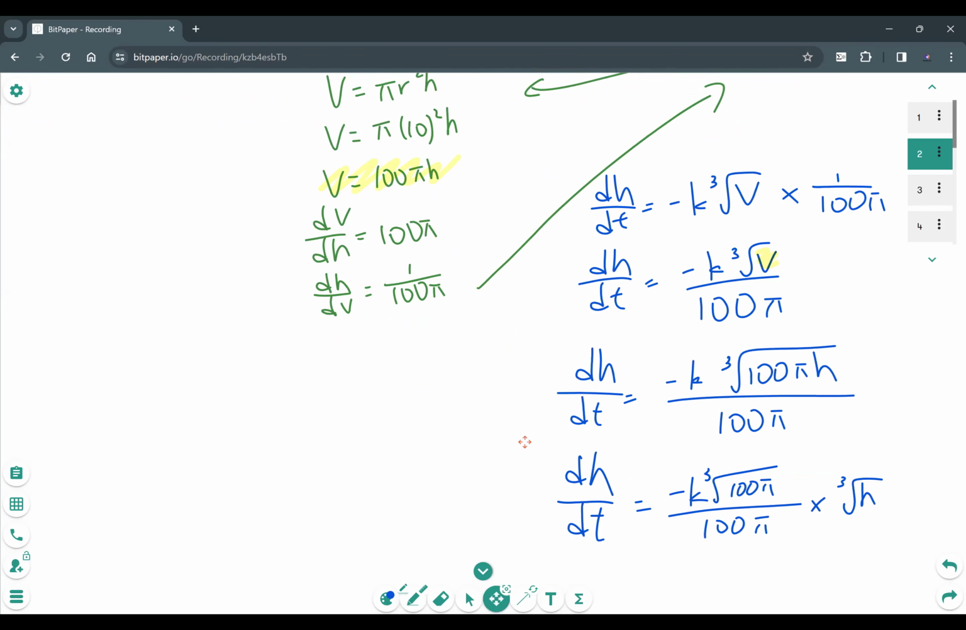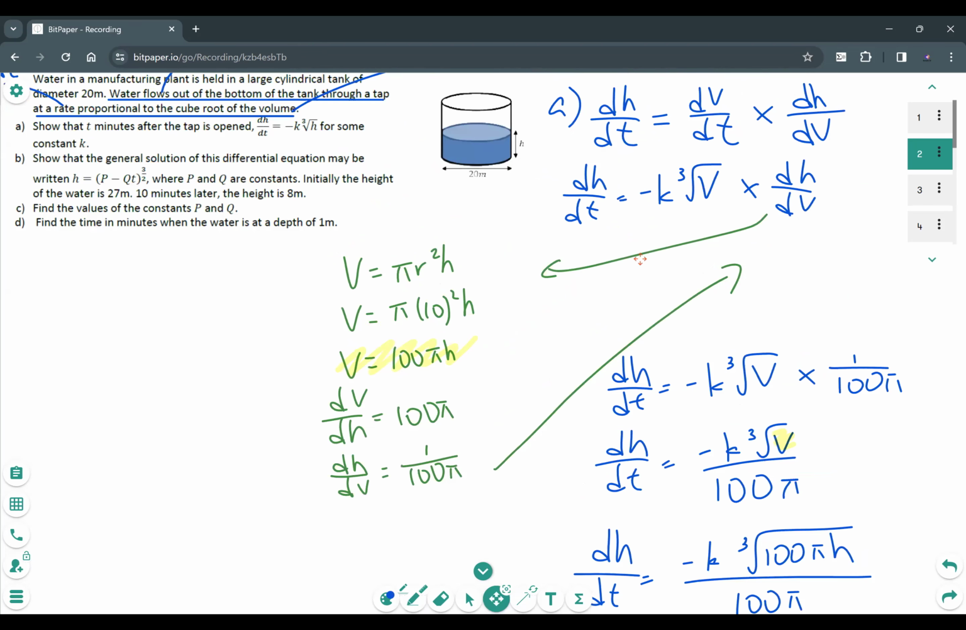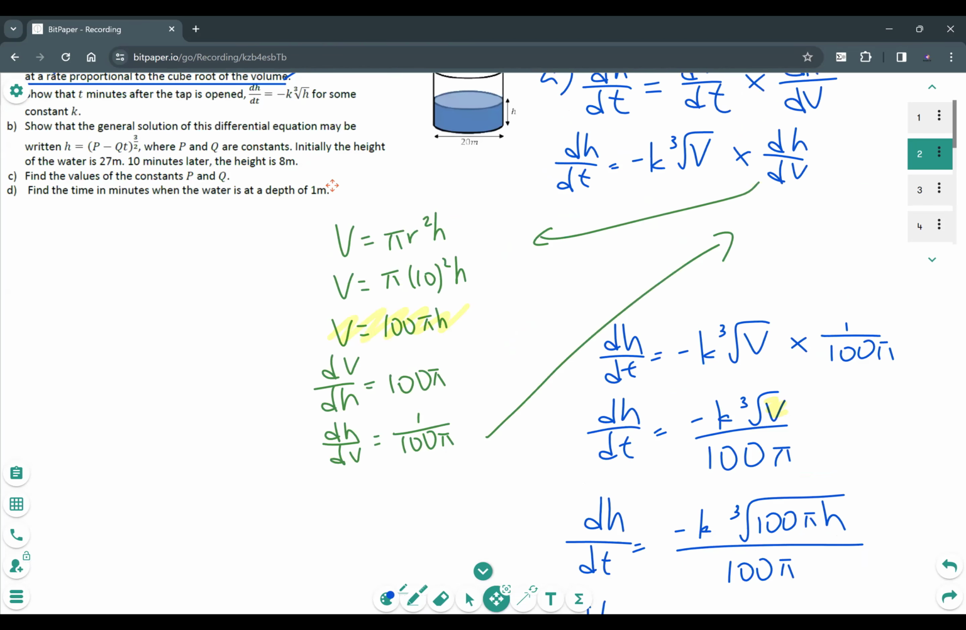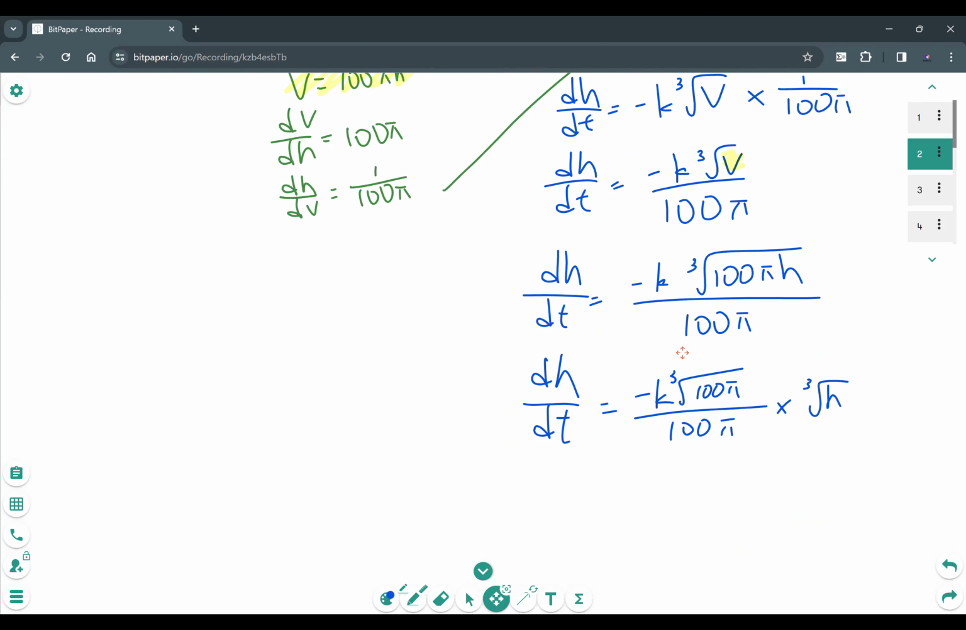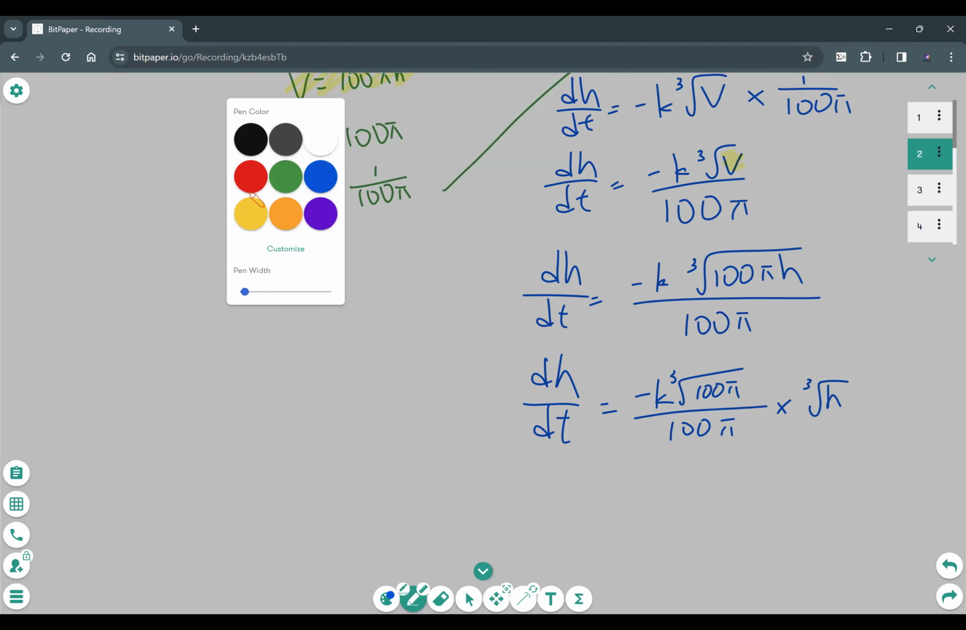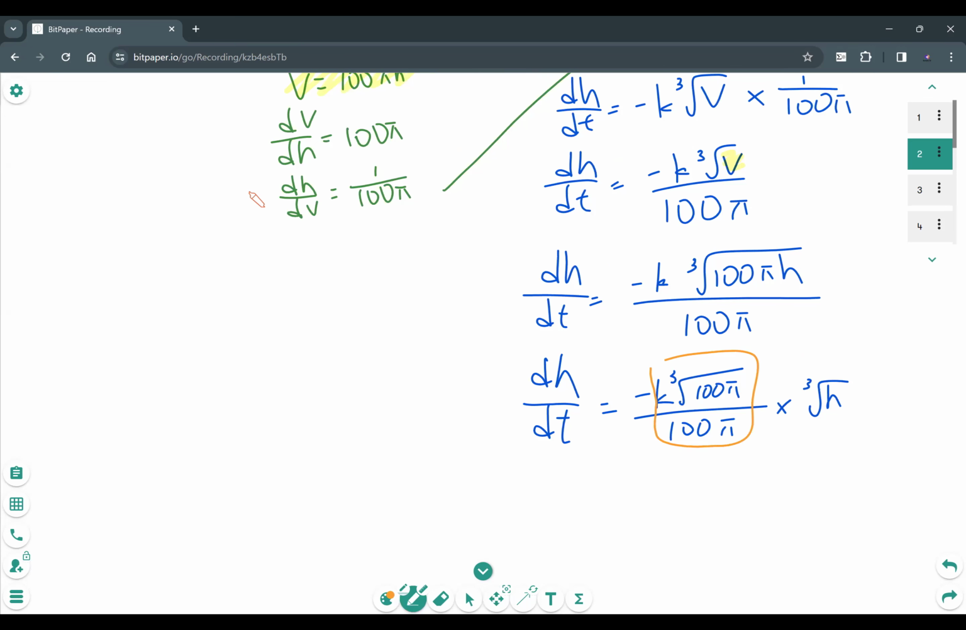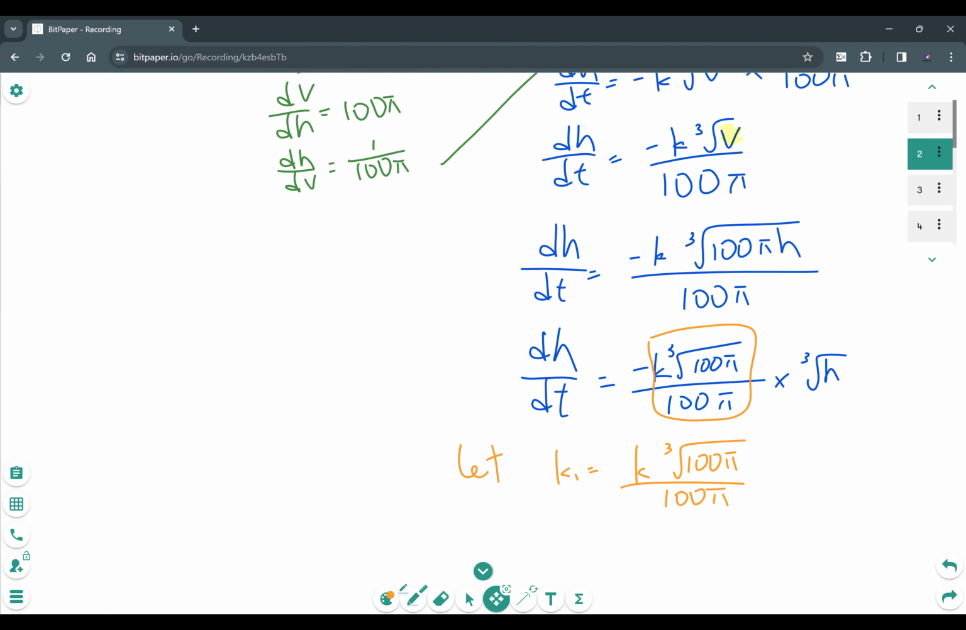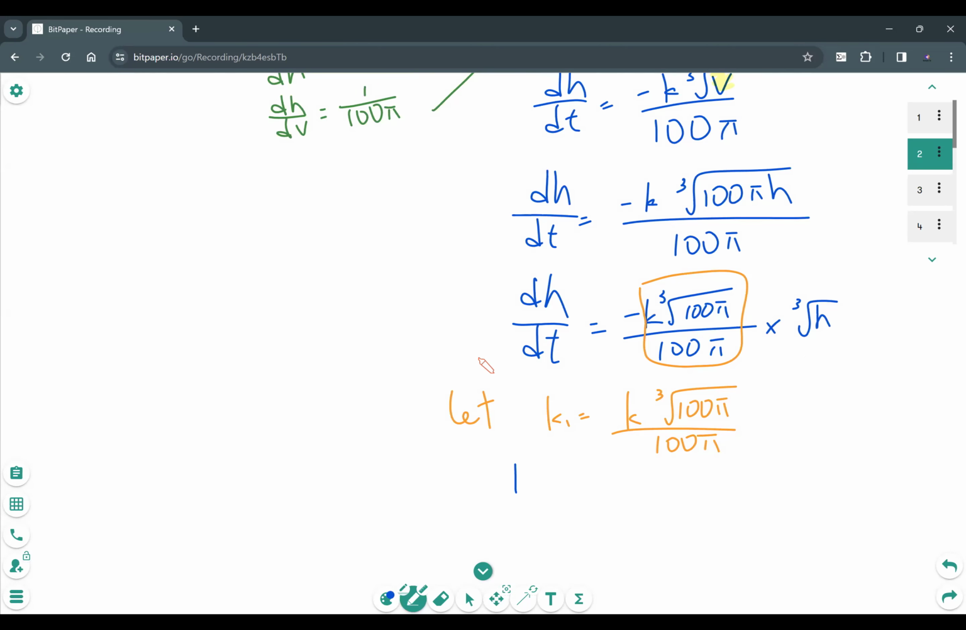Now if we compare with the question, they've got a negative in front, we've got a negative as well. We've got the cube root of h, they've also got the cube root of h. Now they only have a k, but k is a constant. So we know this is a constant, so we can let k1 equal k times the cube root of 100 pi over 100 pi. K1 is just another constant. Again, it's like simplifying some constants: you put it in a calculator, you get another one. So we just let k1 be that complicated constant. Then dh by dt equals negative k1 times the cube root of h. And that's sorted and that's done.